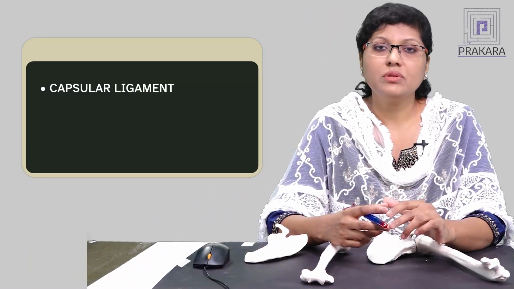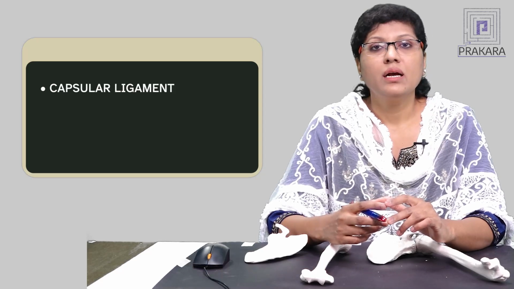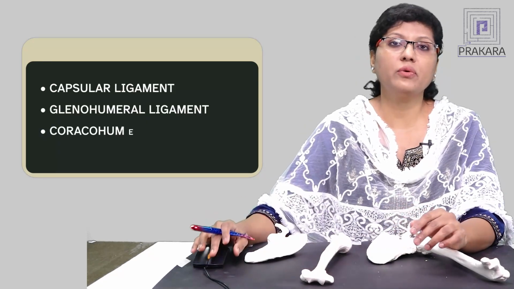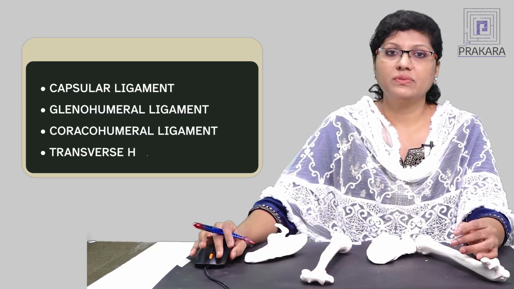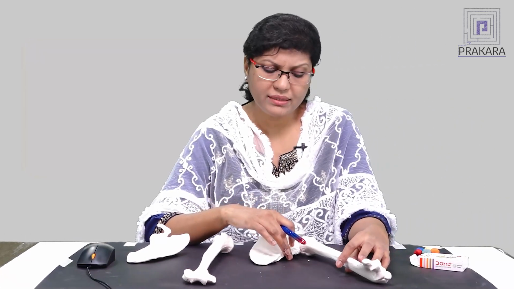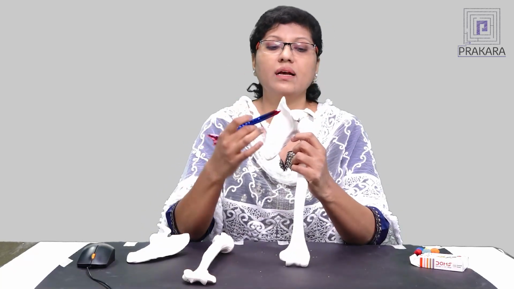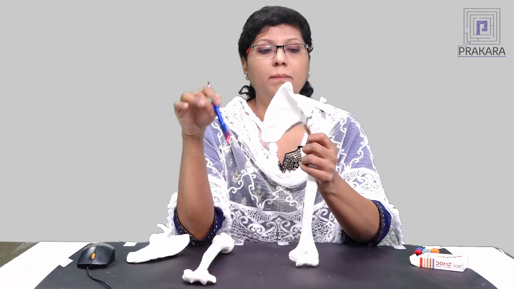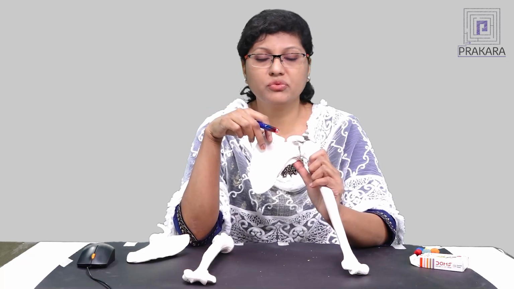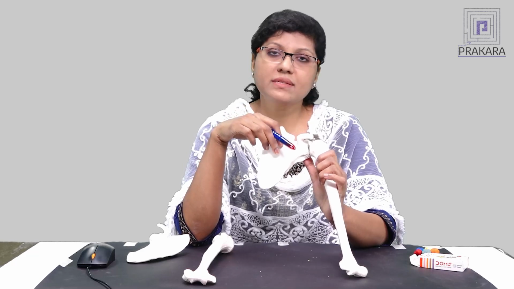So, in the shoulder joint, what are the different ligaments we are going to see? The capsular ligament or the fibrous capsule, then the synovial membrane, glenohumeral ligaments, coracohumeral ligaments and the transverse humeral ligaments. We will discuss them one by one. First is the capsular ligament of the shoulder joint. This is a loose envelope that completely surrounds the shoulder joint, and this permits free movements. Understood? The capsular ligament is a loose envelope which permits free movements.